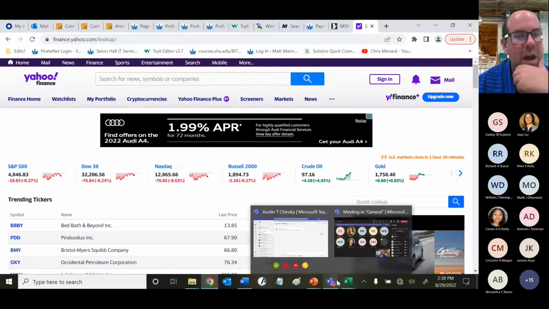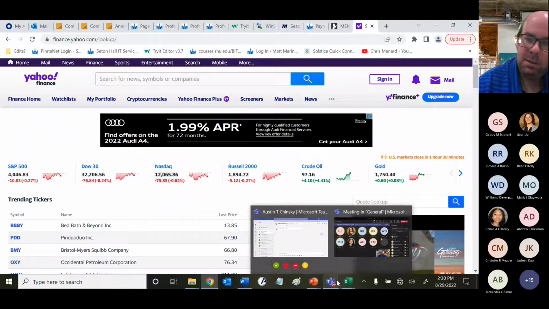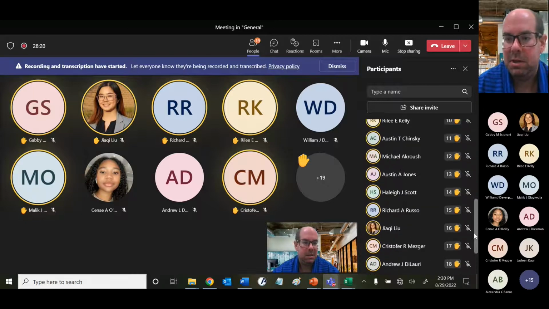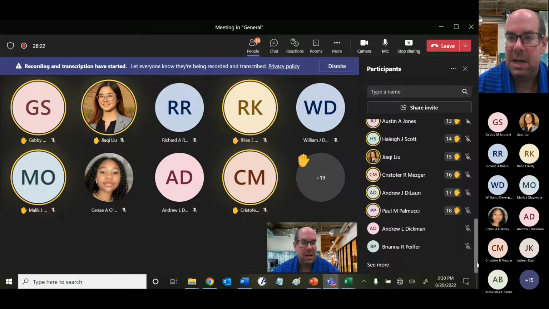So I'm going to use Yahoo Finance to look up the stock price and dividend for these. It's entirely up to you what you use. Some people may use CNBC or just find it somewhere else online. That's entirely up to you.